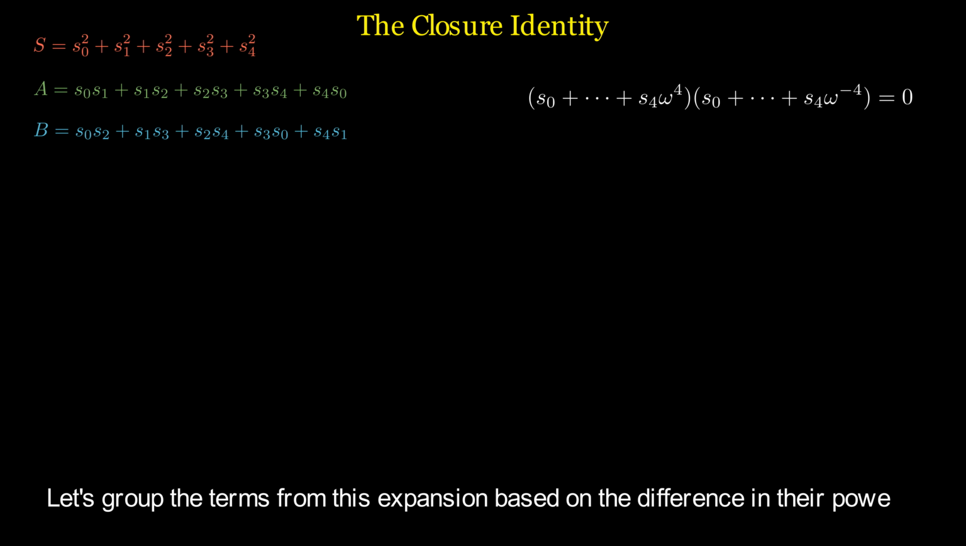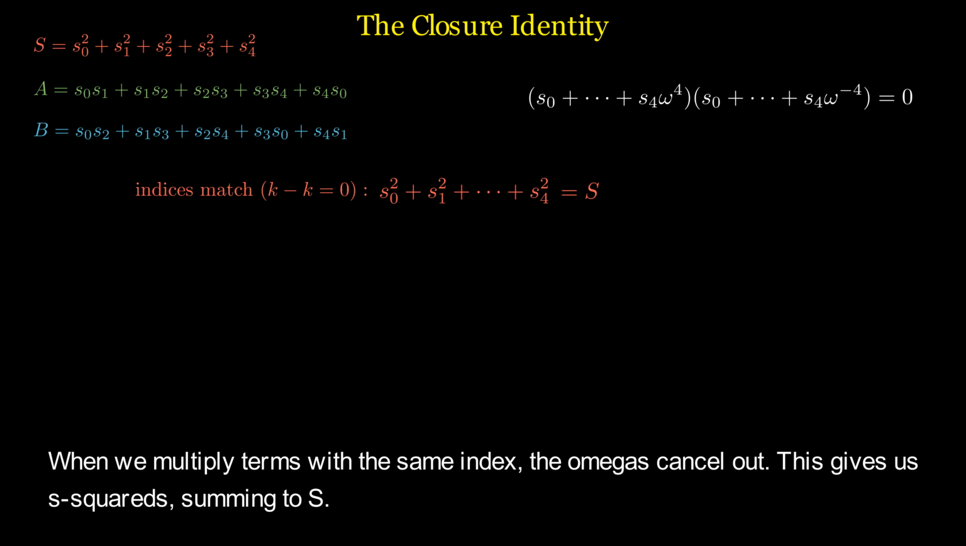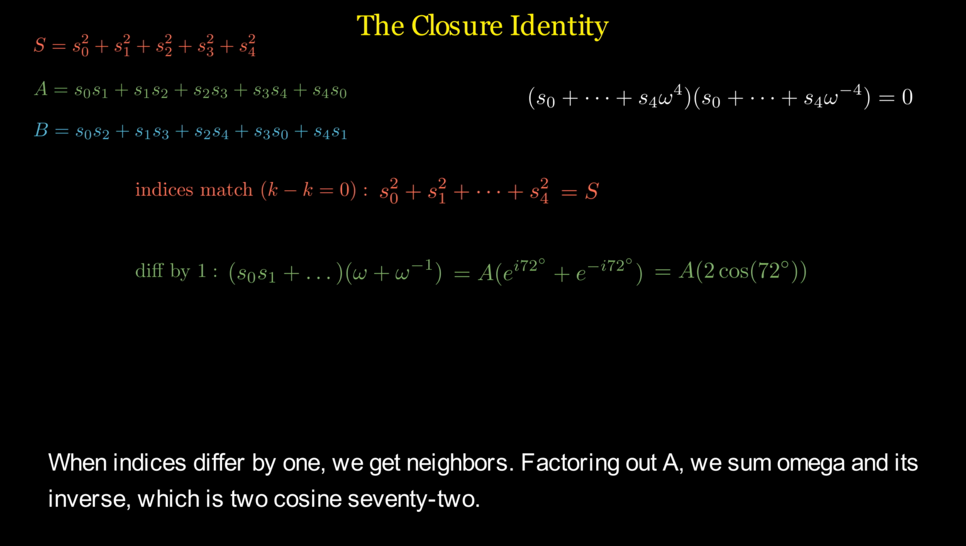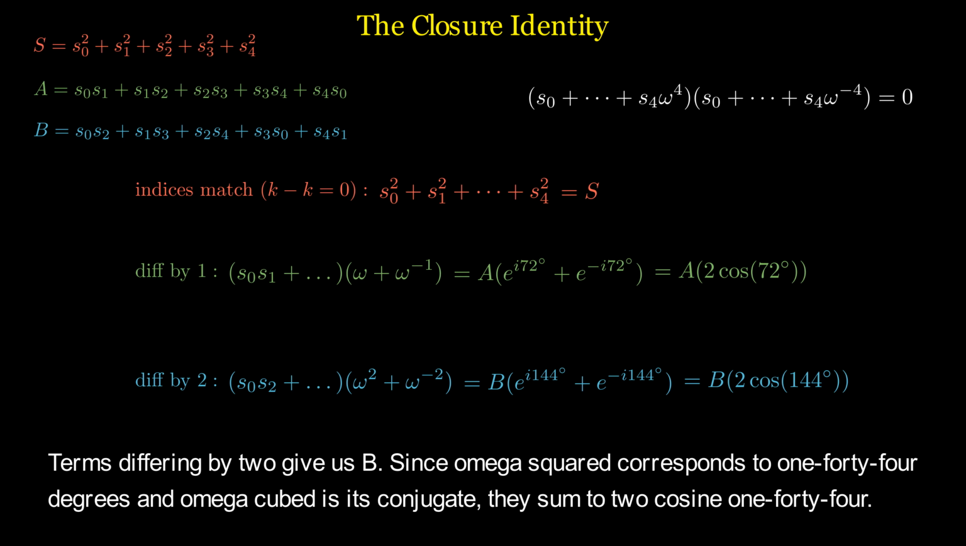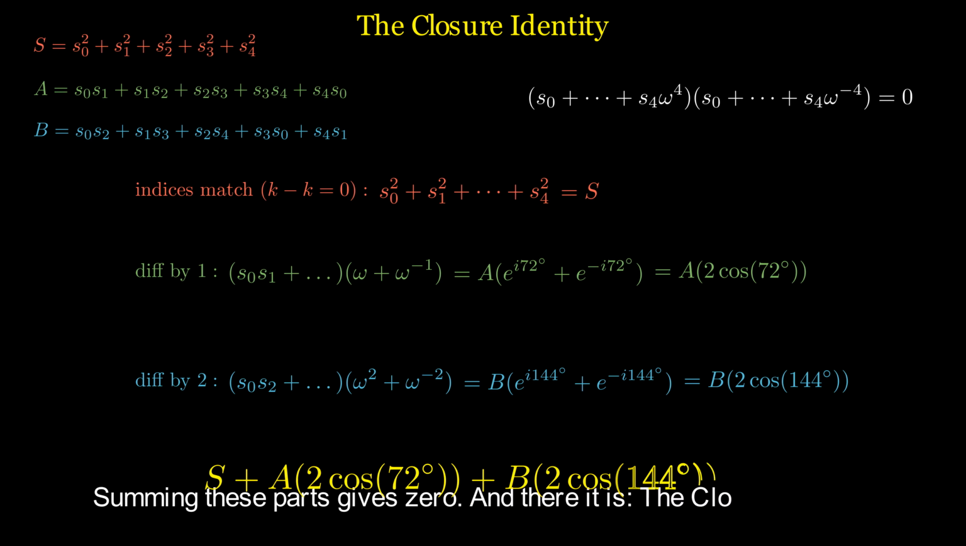Let's group the terms from this expansion based on the difference in their powers. When we multiply terms with the same index, the omegas cancel out. This gives us s squareds, summing to S. When indices differ by 1, we get neighbors. Factoring out A, we sum omega and its inverse, which is 2 cosine 72. Terms differing by 2 give us B. Since omega squared corresponds to 144 degrees and omega cubed is its conjugate, they sum to 2 cosine 144. Summing these parts gives 0. And there it is, the closure identity.